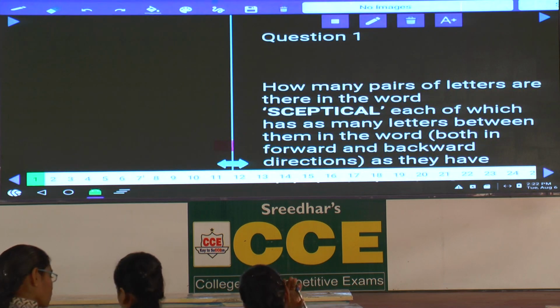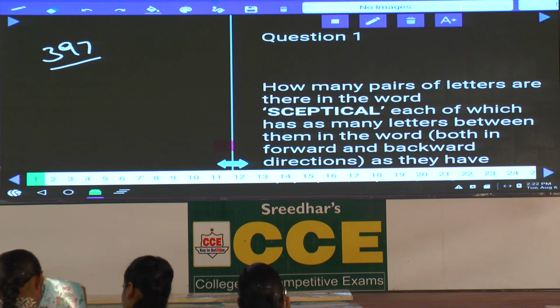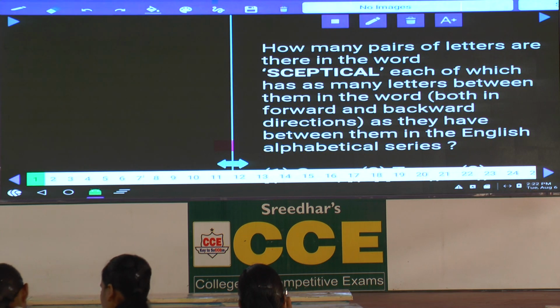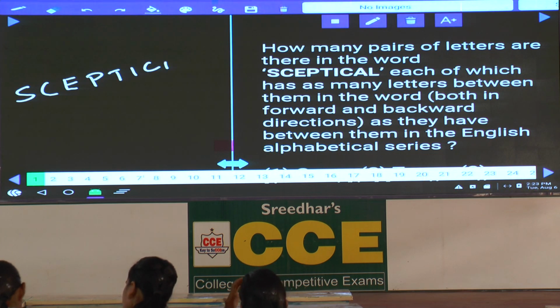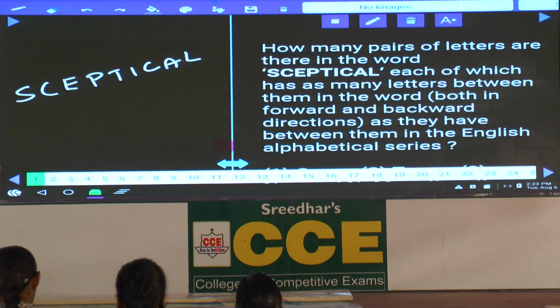Now in this 397, question number one. How many such pairs of letters are there in the word skeptical, each of which has as many letters between them as they have in the English alphabet? S-K-E-P-T-I-C-A-L. Now in this one, starting from S, start counting the letters here.